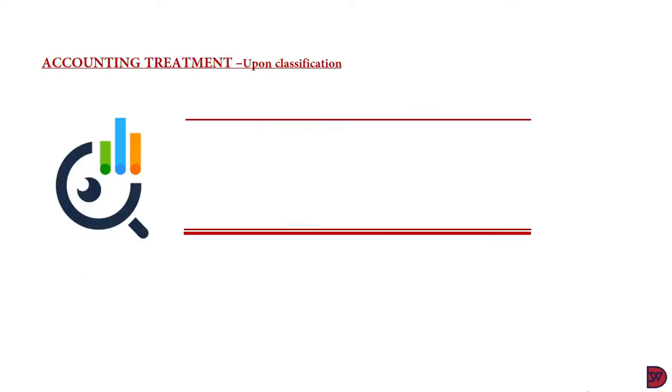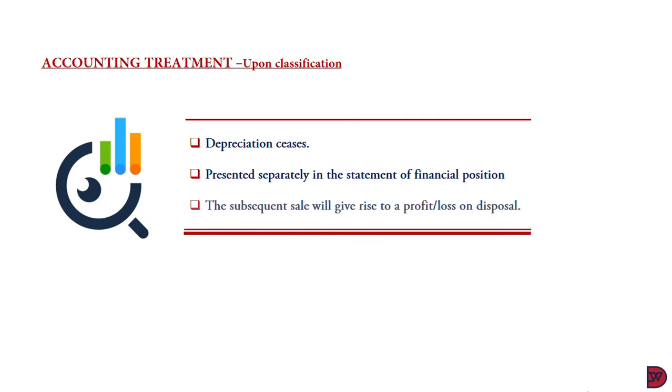Once classified, a non-current asset or disposal group held for sale will no longer be depreciated. It will be presented separately in the statement of financial position. Then the subsequent sale of the asset will give rise to profit or loss on disposal to be recorded in the statement of profit or loss.